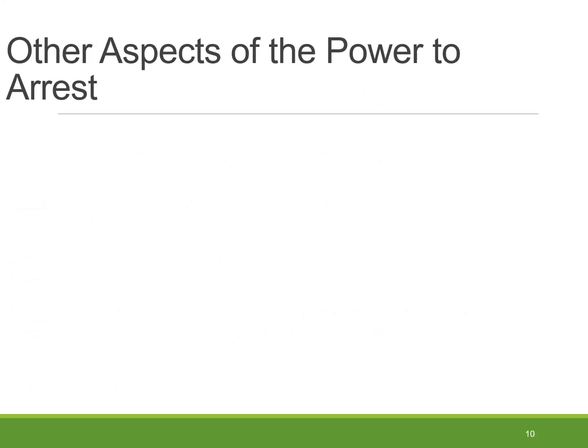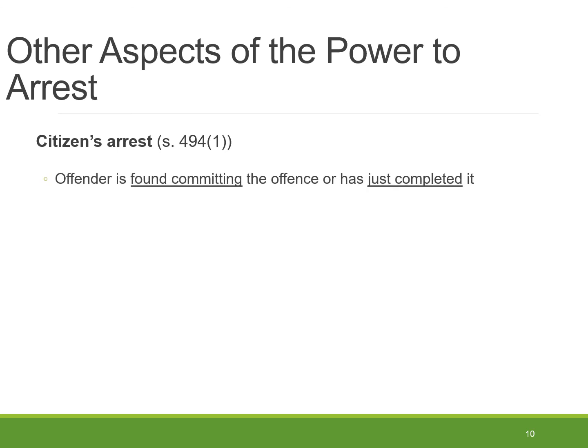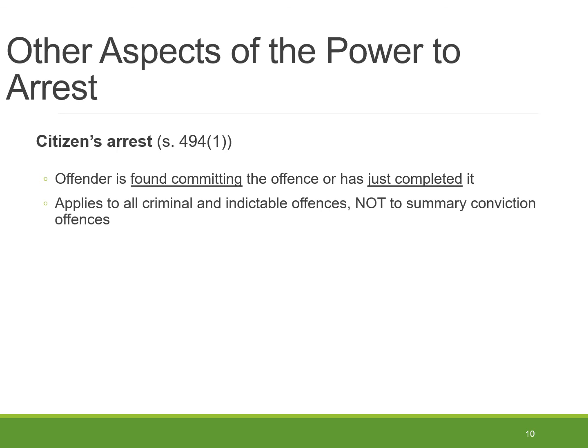Now, other aspects of power to arrest, aka a citizen's arrest. I'm not sure this is something I truly would ever want to try, but the Criminal Code does allow its provisions. So take a look at section 494(1) of your code. So when can you and I, assuming that you are not a police officer, because I know I'm not, arrest? When the offender is found committing the offense or has just completed it. It applies to all criminal indictable offenses, but not to summary conviction offenses.